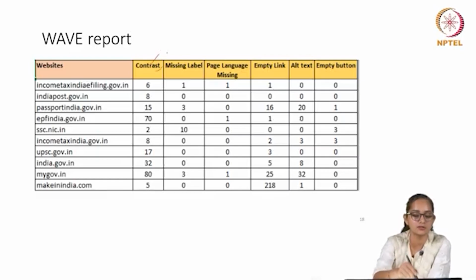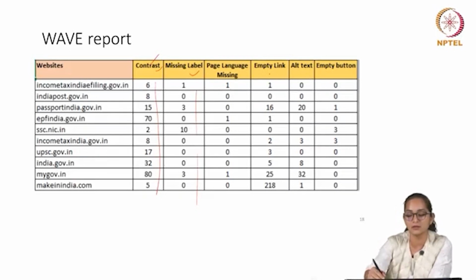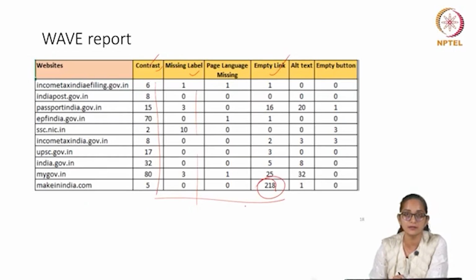Similarly, for all those websites, a WAVE report was also generated, showing for each page how many contrast issues there were, how many missing labels, how many empty links. So, Make in India apparently has 218 empty links for some reason, although this is old data. This is not new data, but probably at that time they had a lot of empty links.